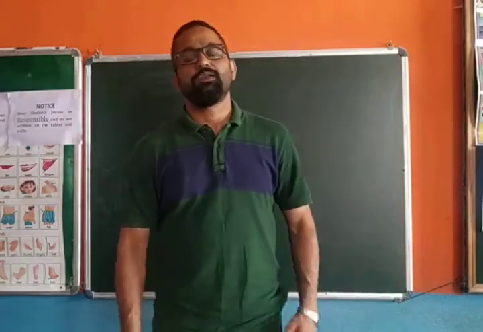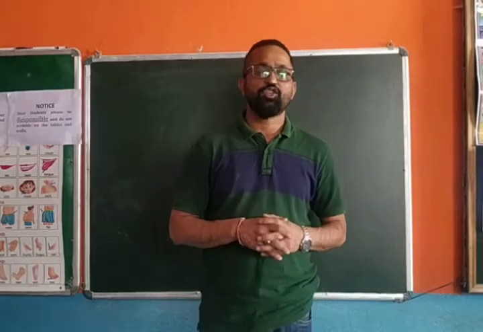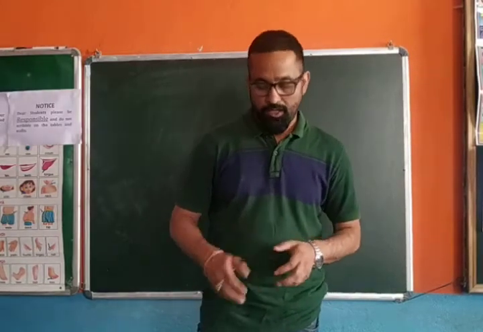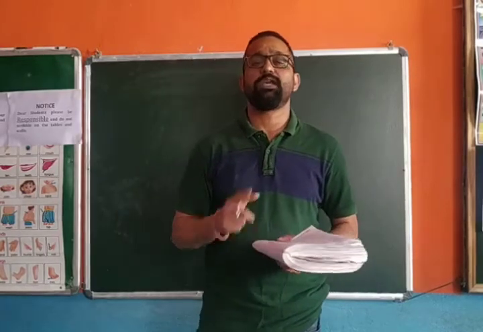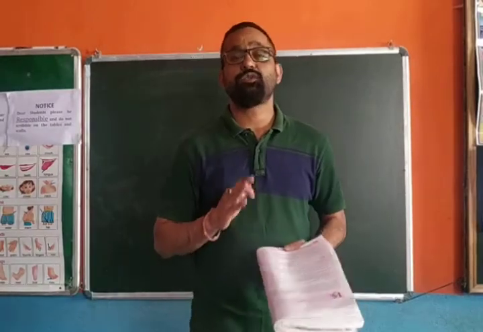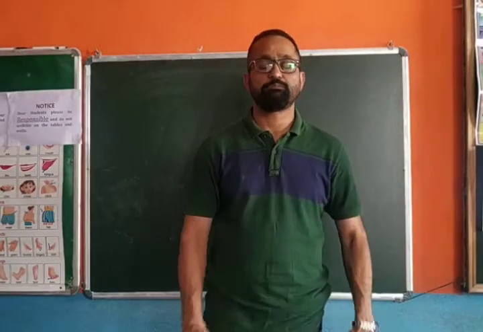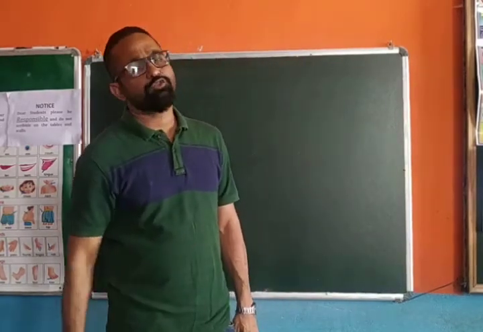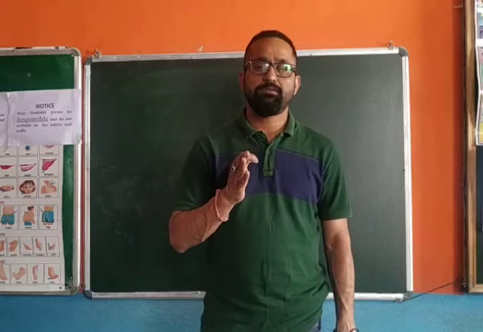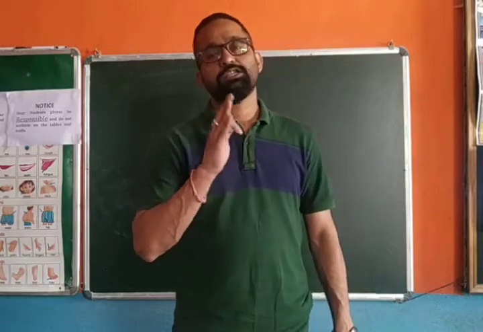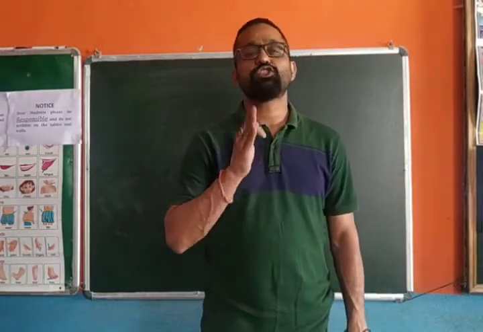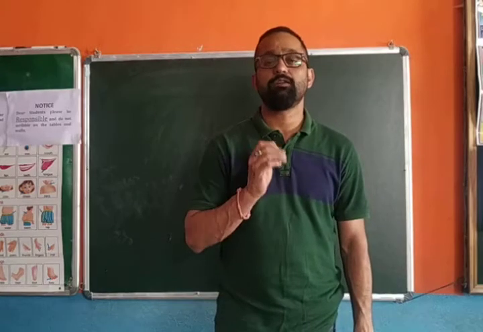I'll start a new chapter and the name of the chapter is circle. A circle is the path of a point which moves in a plane such that it remains at a constant distance from a fixed point in the plane. So the definition tells you that a circle is the path of a point in a plane which moves such that the distance remains constant from the fixed point in the plane.